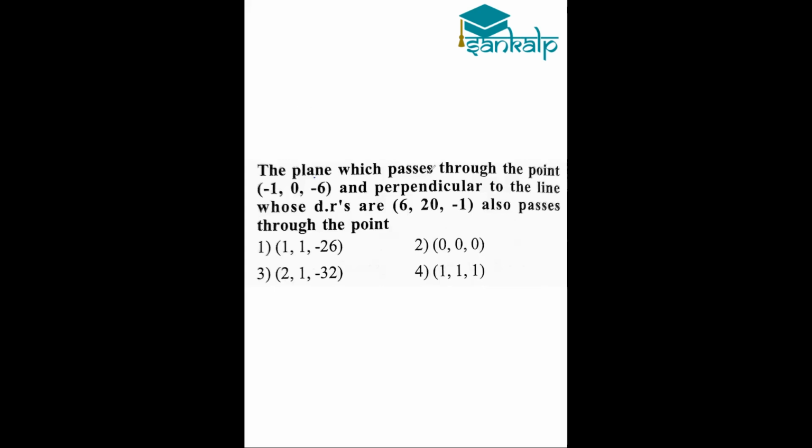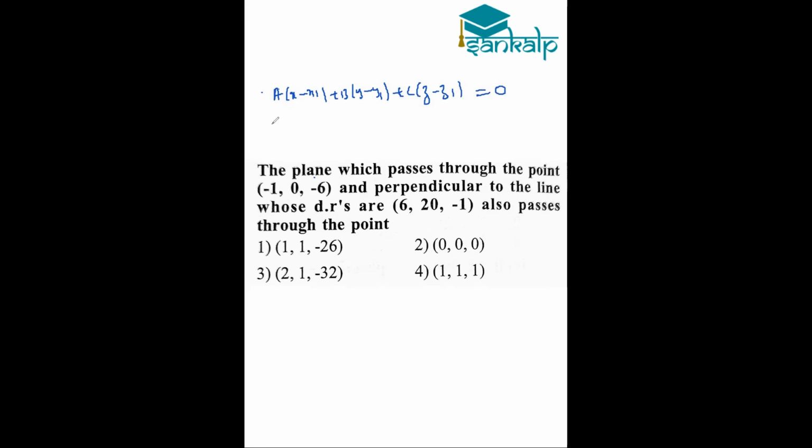Next question: the plane which passes through the point (-1, 0, -6) and is perpendicular to the line whose direction ratios are 6, 20, -1 also passes through the point. First we need to calculate the equation of the plane passing through a point with a perpendicular vector given. The Cartesian form of this plane is a into (x minus x1) plus b into (y minus y1) plus c into (z minus z1) is equal to 0.